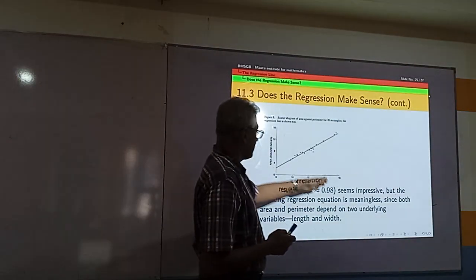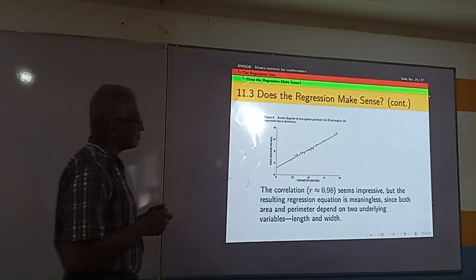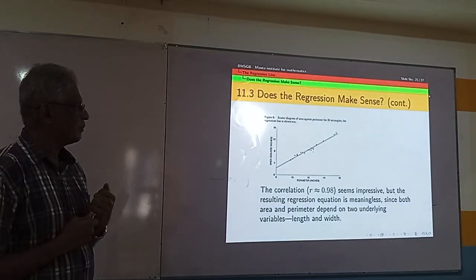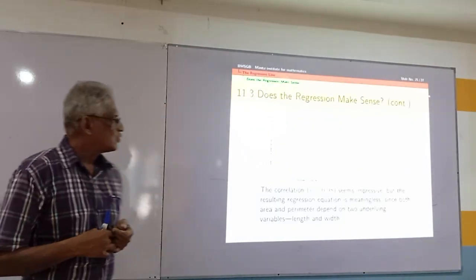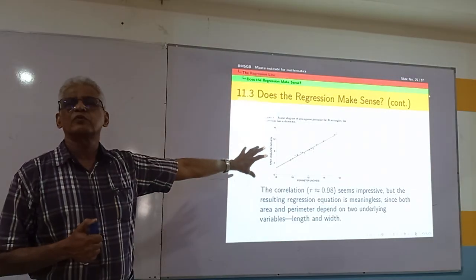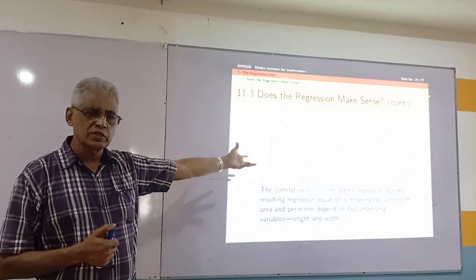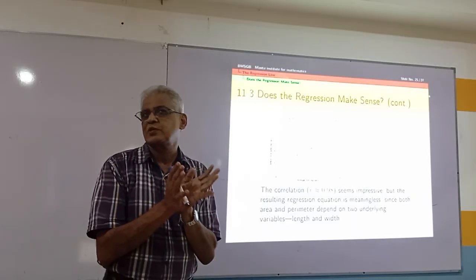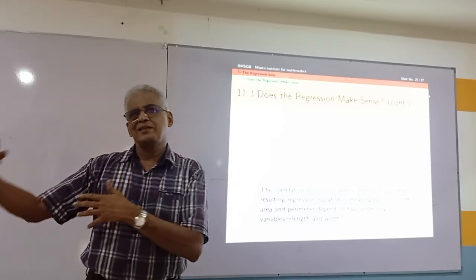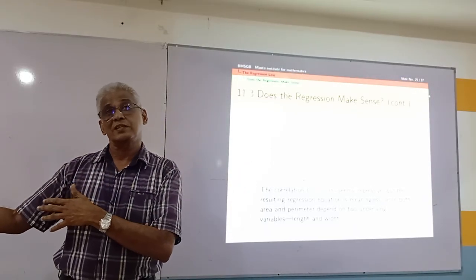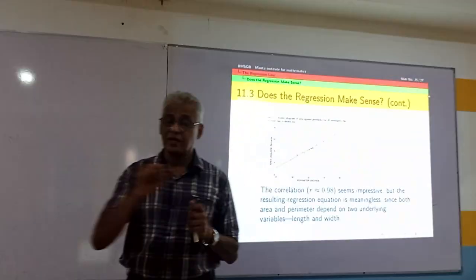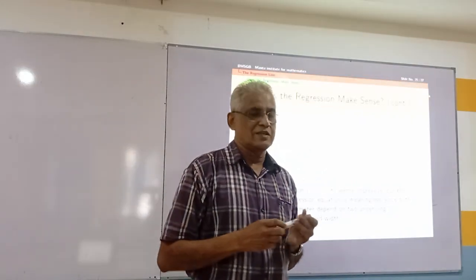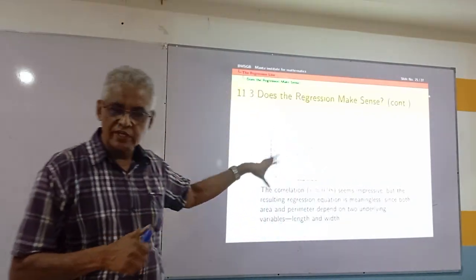In this case, the correlation was very high too. But the book says, for example, this is not a practically meaningful thing to do. Somebody might do this kind of thing to find out the relationship between area and the perimeter if they didn't know that area is actually equal to the product of height and length. Otherwise, nobody will do this kind of regression.